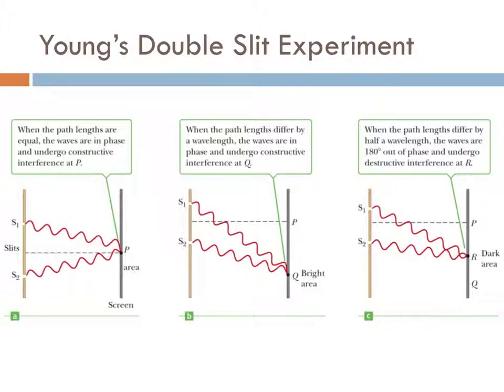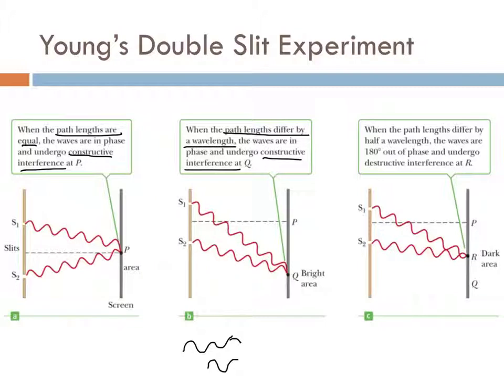Now, the way we achieve these constructive and destructive interference are by these three different types. The first one is when the paths are equal, meaning the light travels the same distance from both slits and they hit the same area. Then they go through constructive interference. The second one is when the wave paths differ by a wavelength. So imagine a wave, and the path that they travel is exactly one wavelength different. You can see that they're still going to be in phase, so they're still going to have constructive interference.